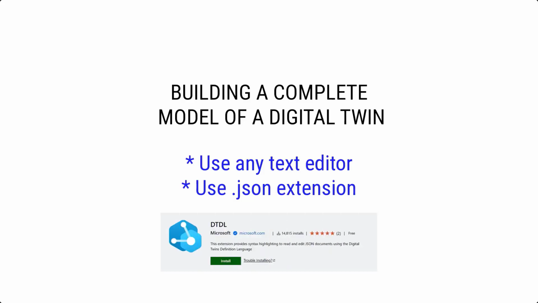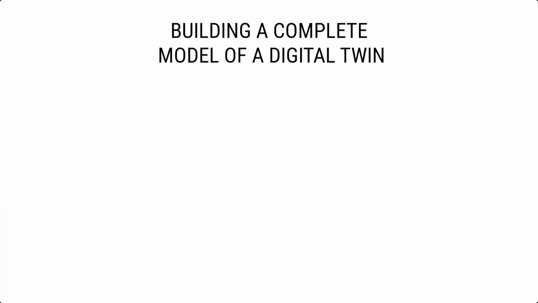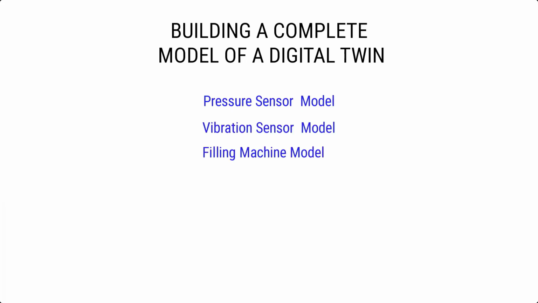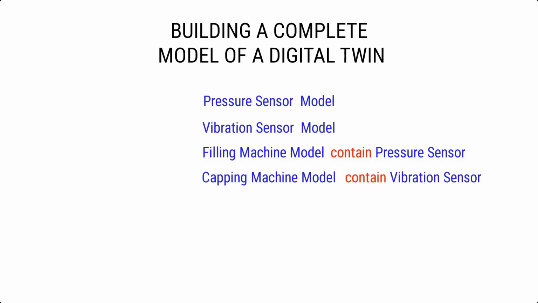There is also a DTDL extension available for Visual Studio Code. Now we're going to create 5 digital models: a pressure sensor model, a vibration sensor model, a filling machine model, which is a model that digitally defines a filling machine and specifies that filling machines contain a pressure sensor, a capping machine model, which is a model that digitally defines a capping machine and specifies that capping machines contain a vibration sensor, and a bottling line model, which is a model that digitally defines a bottling line and specifies that a bottling line contains a filling machine and a capping machine.